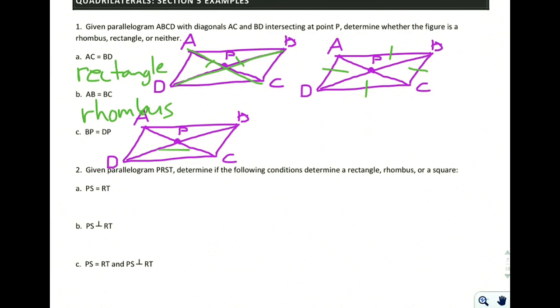And then finally, DP equals BP. So DP is equal to BP. What we see is that that has been bisected. Now that's true of all parallelograms, so they really didn't give us any new information here. There's nothing specific to a rhombus or rectangle that we are told. This is true of all parallelograms. So we don't know anything besides the fact that we already have a parallelogram. So we have none here. Not a rectangle or a rhombus can be proven by that information.